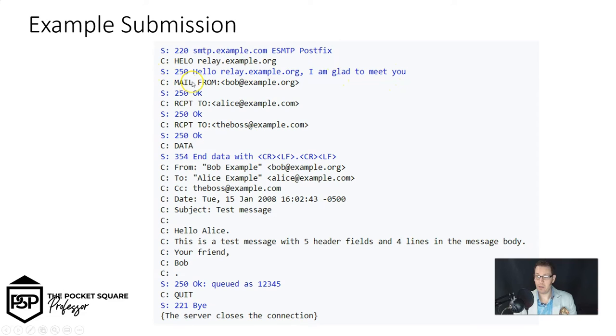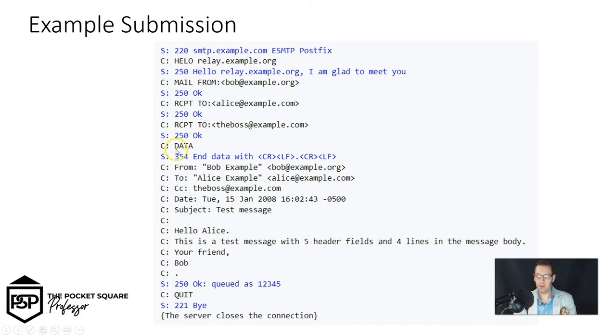So I have a mail from bob@example.org. Okay, looks good. I have a recipient to alice@example.org, recipient to theboss@example.com. So in this instance here, we have an email from bob@example.org sending to alice@example.com and theboss@example.com. So again, we're sending it to two recipients, Alice and the boss. So we get a 250 okay. So it says, all right, both of those are recipients.